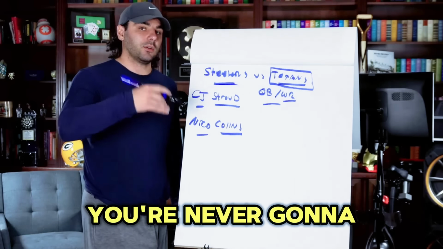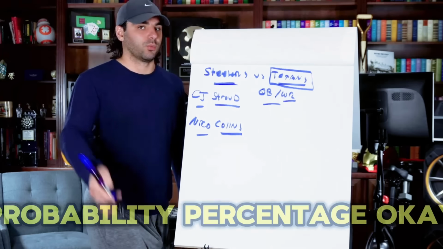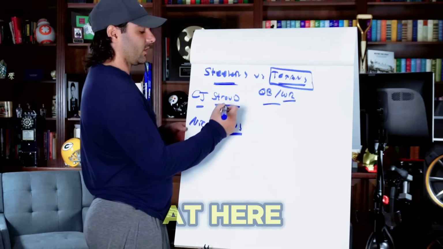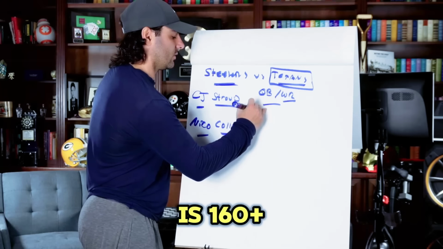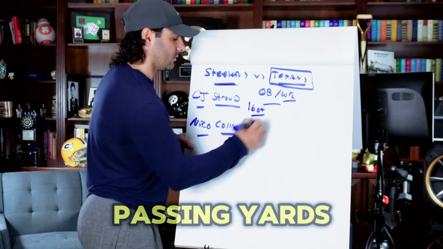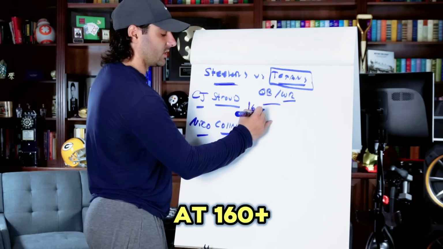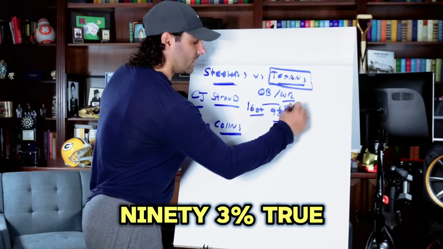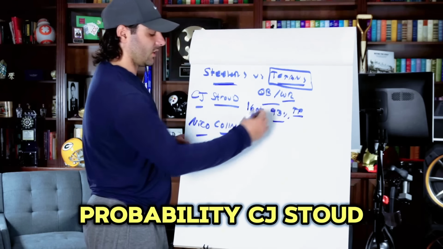Now the minus 110 line, you're never going to get 90 plus true probability percentage. Okay, it's just not going to happen. You're never going to get that. So what we have to look at here is where we find that at is 160 plus passing yards. All right, at 160 plus, we got a 93% true probability CJ Stroud hits that.